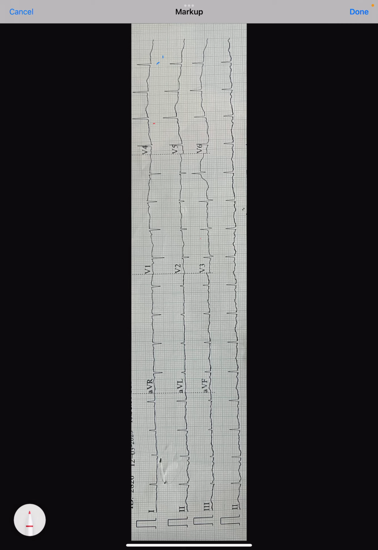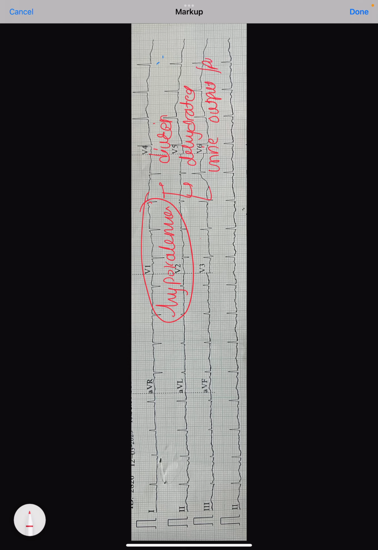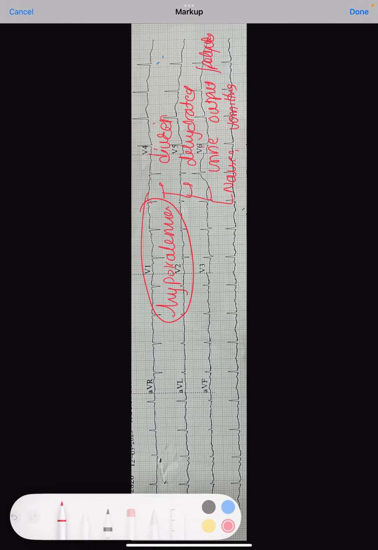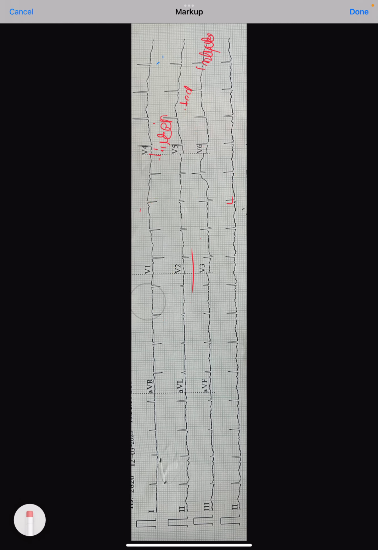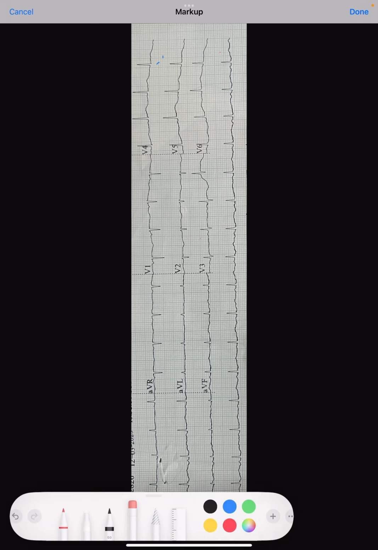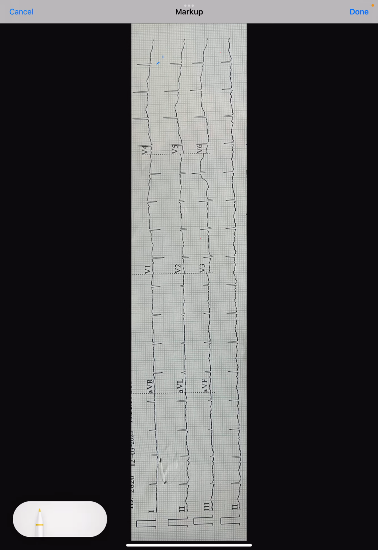Another reason why we can get this low voltage is hypokalemia. Hypokalemia is extremely common. Any patient who is getting diuresis, any patient who is very dehydrated, any patient who has so much urine output, polyuria for any reason, any patient who has a lot of nausea, vomiting, loose motion may definitely have hypokalemia because of the loss of potassium. These patients can definitely have a low voltage ECG. That is very important to remember.